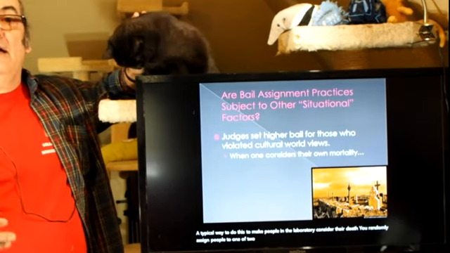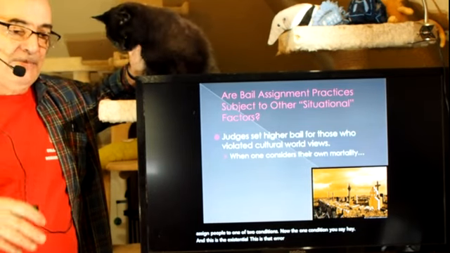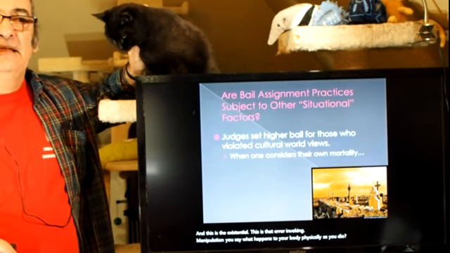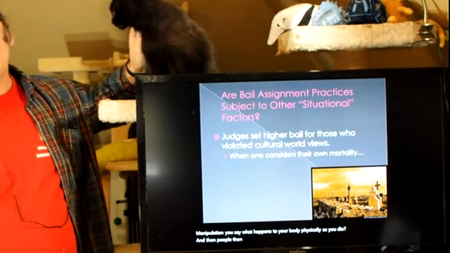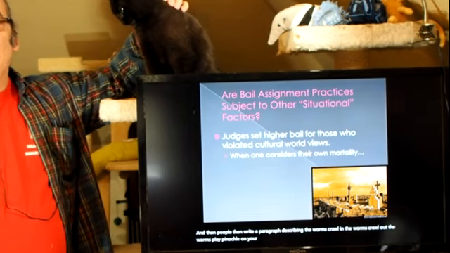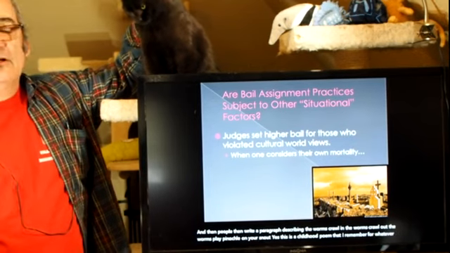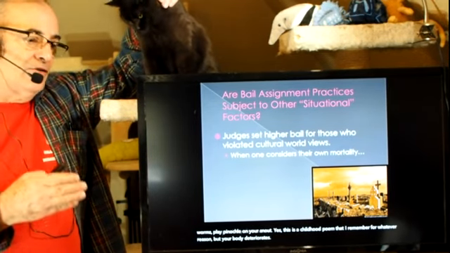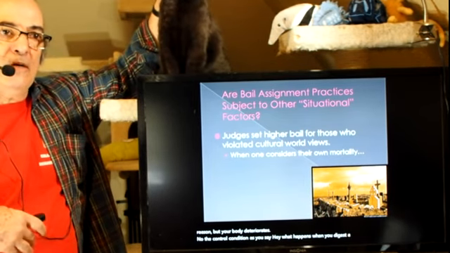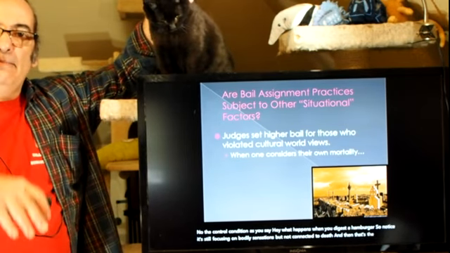A typical way to make people in the laboratory consider their death is to randomly assign people to one of two conditions. In one condition, the terror-invoking manipulation, you ask, what happens to your body physically as you die? People then write a paragraph describing it: the worms crawl in, the worms crawl out, the worms play pinochle on your snout. Yes, this is a childhood poem that I remember for whatever reason, but your body deteriorates.